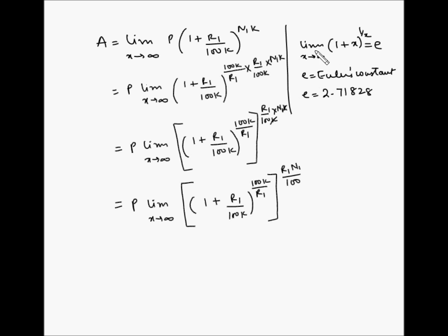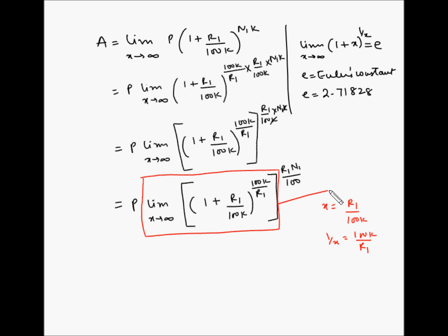Now if we compare this expression with limit x tends to infinity, 1 plus x to the power 1 by x is equal to e, so this part here can be expressed in these terms. So 1 plus, and if we consider x is equal to R1 divided by 100k, so 1 by x is equal to 100k divided by R1. So this whole expression is also the same as e.